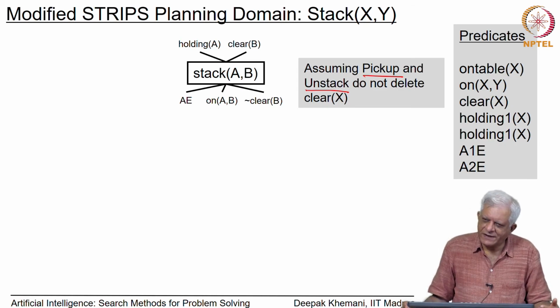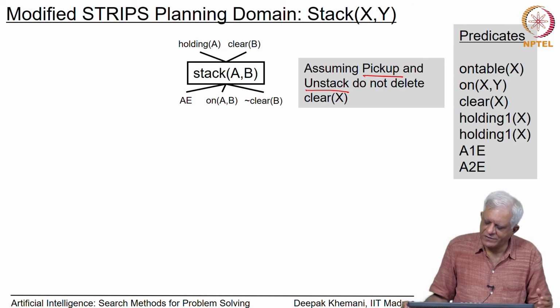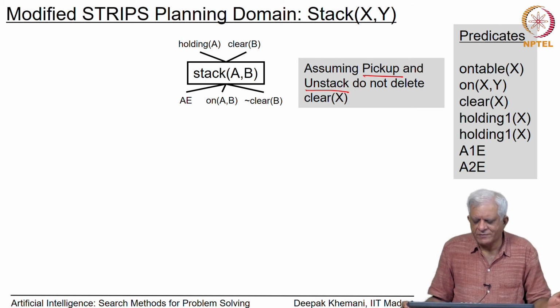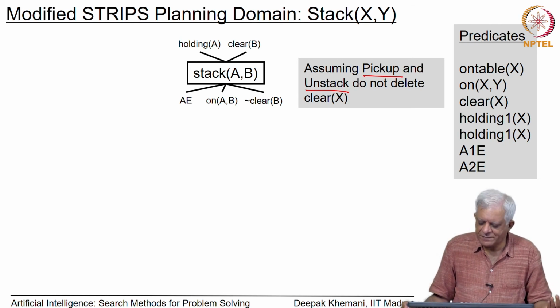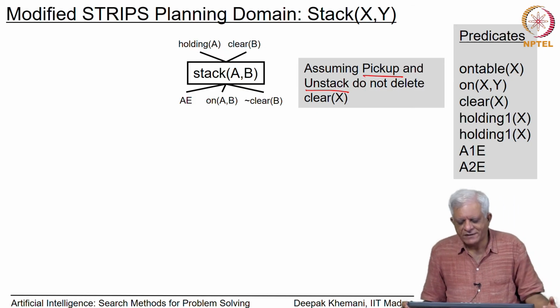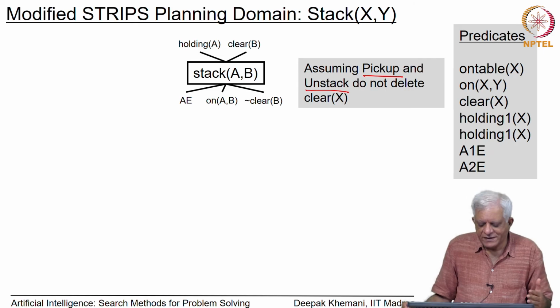The reason for letting it be would be that anyway after you have picked it up and after you have unstacked it, the only thing you can do is put it down or stack it onto something else, and then anyway it will become clear. So, why bother deleting clear X in pick up and unstack and then adding it again in put down or stack? At least for the single arm robot that did not make too much sense, and so let us begin with that.